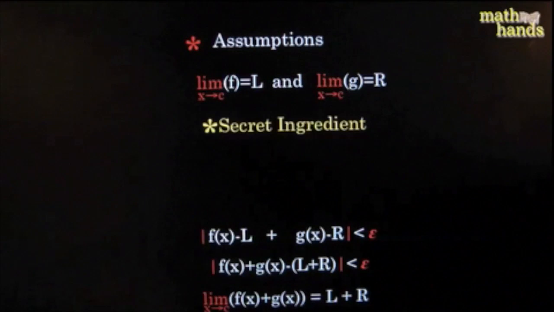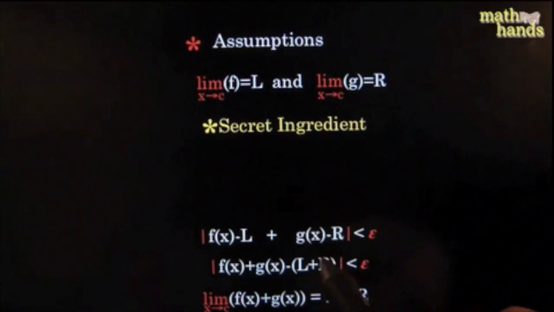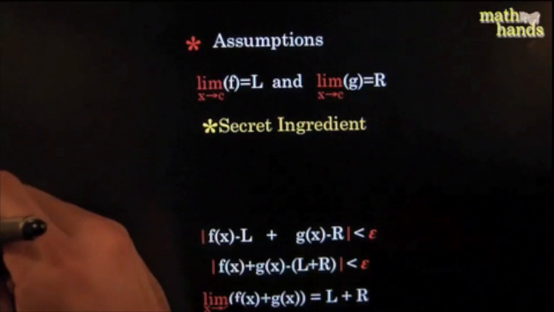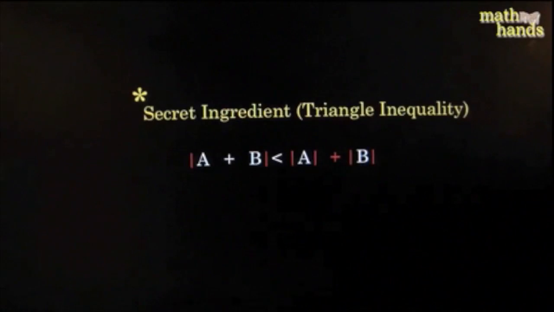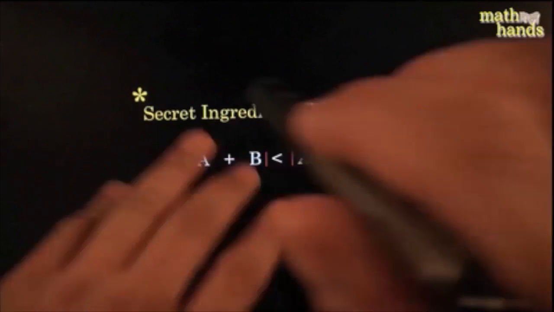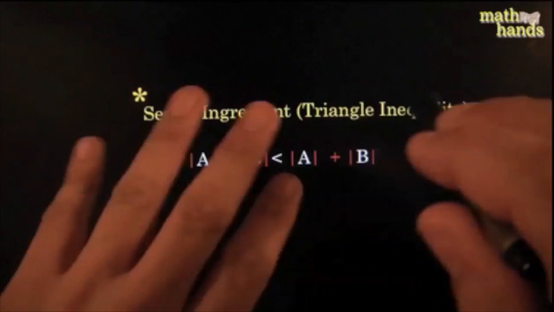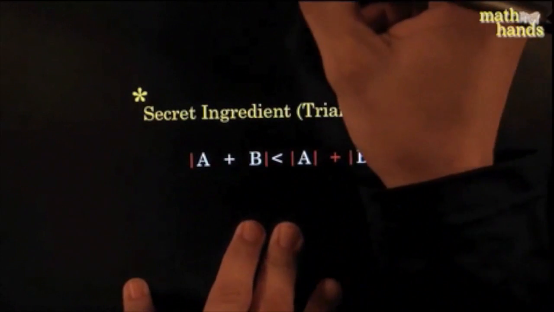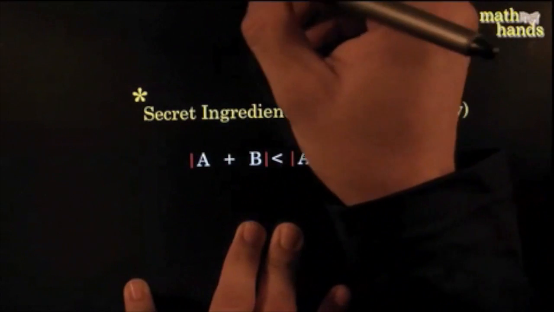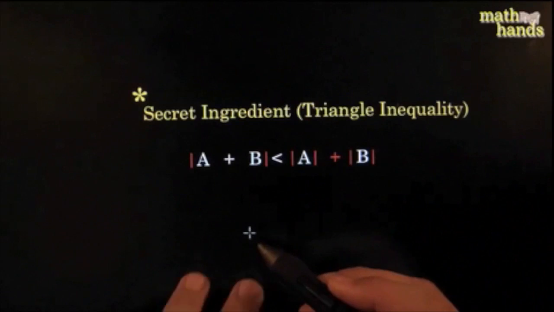But the way to get there is a secret ingredient. The secret ingredient comes from algebra or vectors, and it's called the triangle inequality. I'll give you the roots of it; they come from vectors. That's why it's called the triangle inequality. And here's the root of it. Suppose you have some vector. Vectors have direction and magnitude.